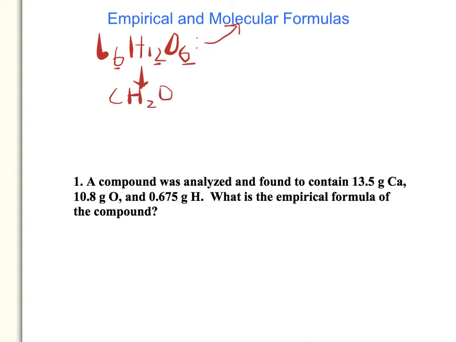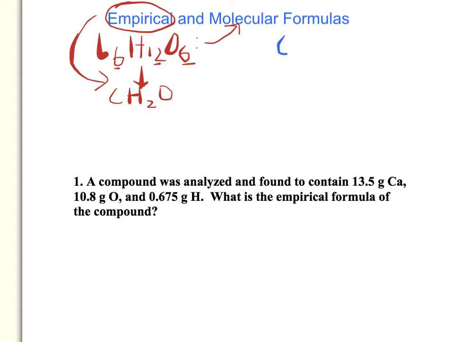This is the simplest, most reduced form of glucose, and this is called the empirical formula. The empirical formula is the simplest, most reduced form of a chemical formula. It also tells us the ratio between each of the elements in the compound. So in any molecule that has this ratio of elements, there will be 1 carbon for every 2 hydrogens for every 1 oxygen. So what does that mean? That means that we could have multiple compounds with the same empirical formula.